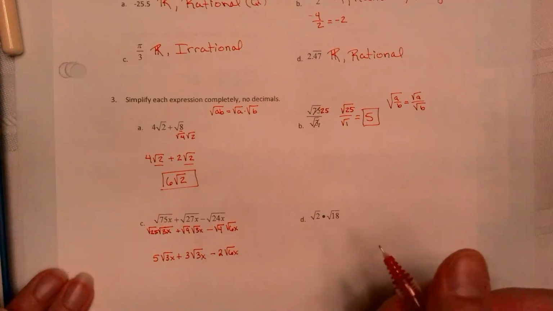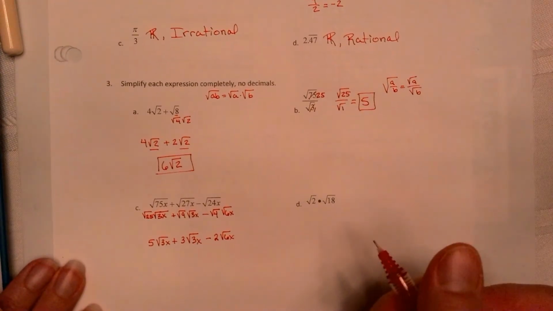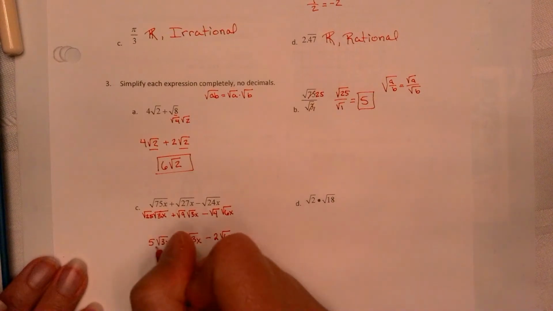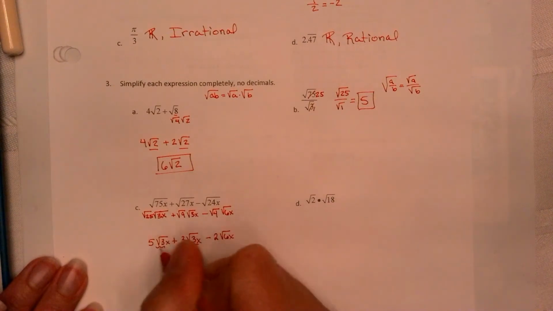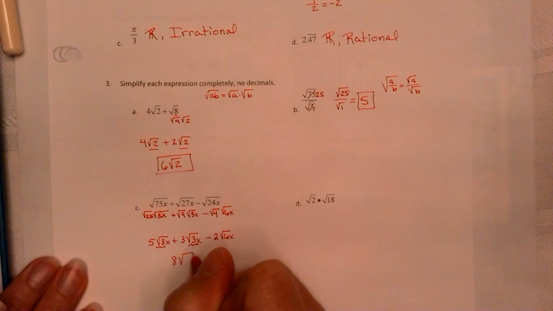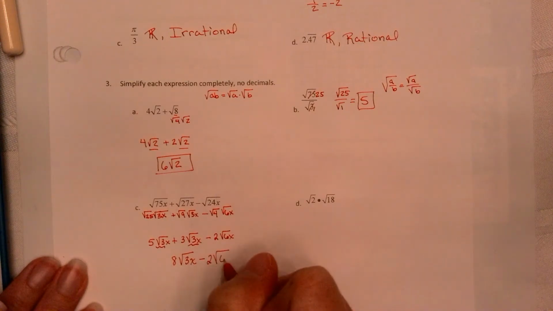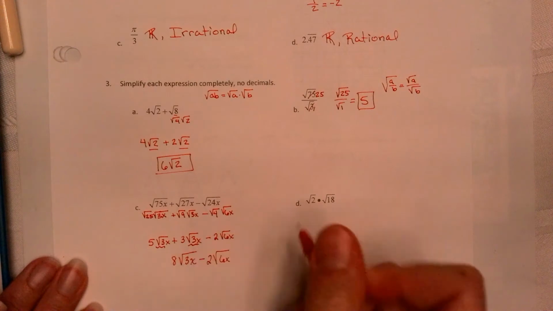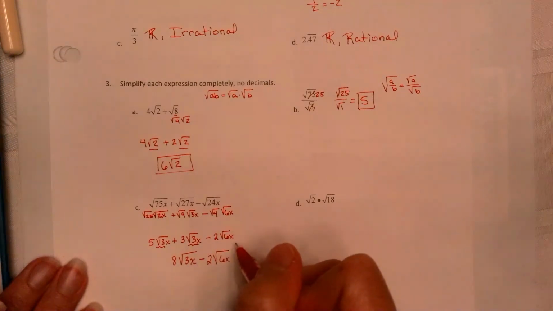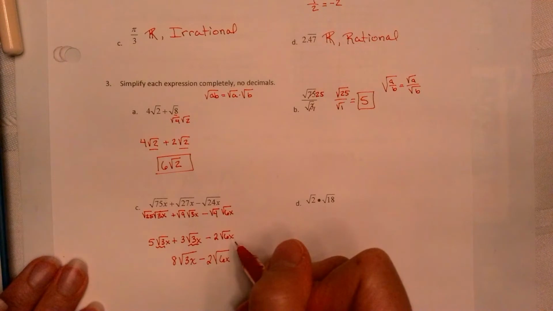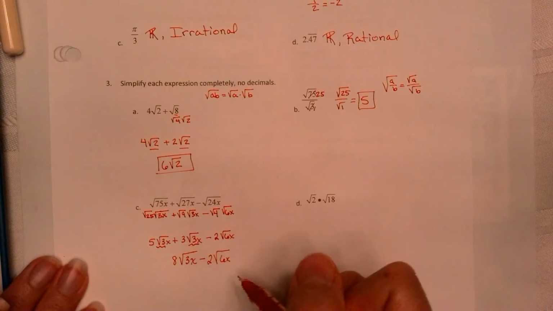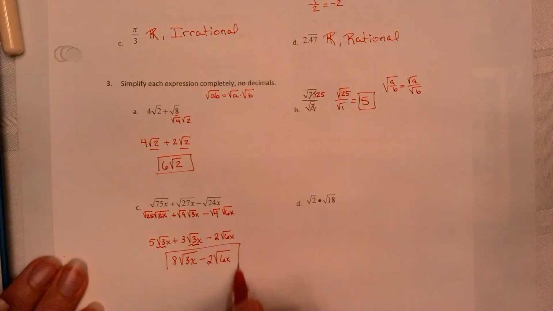So when I go to look for like terms, because I'm adding and subtracting, these two are like terms. So 5 of these and 3 of these is 8 of the square root of 3x. And then I have to leave this minus square root of 6x alone. I know a lot of people want to break down the 6 to be 3 and 2, but I can't take the square root of that, and I would still have those 2 square roots left over. So that is my final answer. We can't always put everything together.